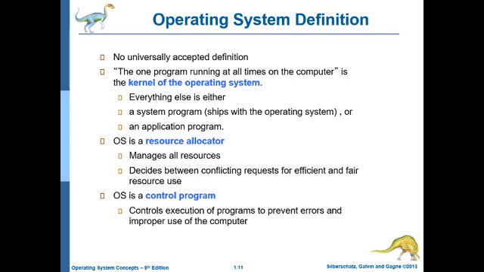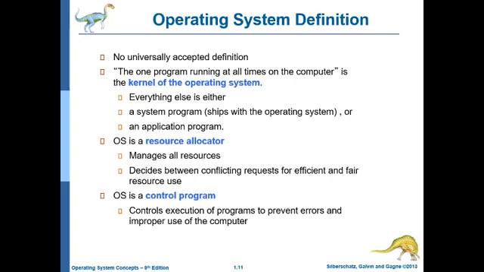One definition is that it's the one program which is running at all times on the computer, and actually this is called the kernel of the operating system. Now if you remember from the past course of introduction to operating systems, the kernel is actually the main part of the operating system. It is very small in size, but it contains the main part, how to control the hardware, the inputs, the outputs, the CPU, the RAM. All those information is stored in the kernel.